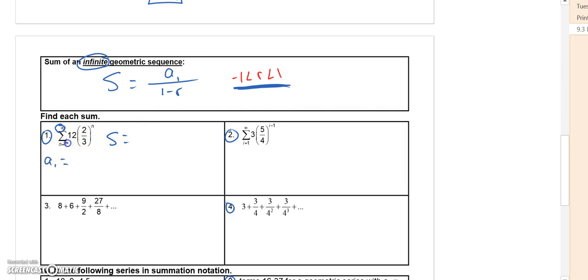A1 is going to occur when I plug in this value for my exponent, right? So if that was a 1, so 12 times 2/3, that's going to give me 8, right?